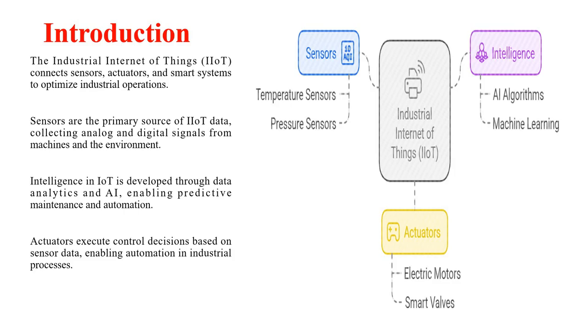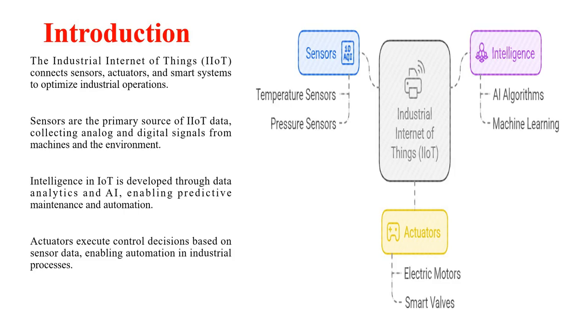The intelligence of IoT systems is derived from the sensor data through data processing and analytics, and advanced artificial intelligence and machine learning algorithms analyze the sensor data to detect patterns, predict failures and optimize performance. The real-time insights generated from sensor data enable industries to make data-driven decisions, enhance automation and improve safety.